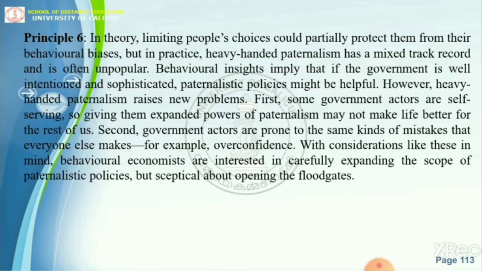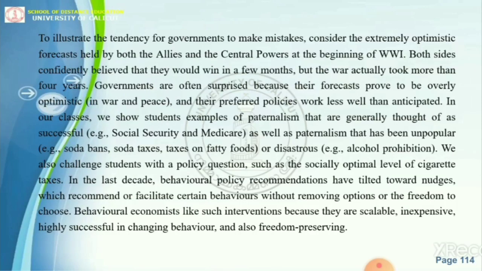Let's look into the problems. First thing, some government actors are self serving, so giving them expanded powers of paternalism may not make life better for the rest of us. Second thing is that government actors are prone to the same kinds of mistakes that everyone else makes, for example, overconfidence. With considerations like these in mind, behavioral economists are interested in carefully expanding the scope of paternalistic policies but skeptical about opening the floodgates.